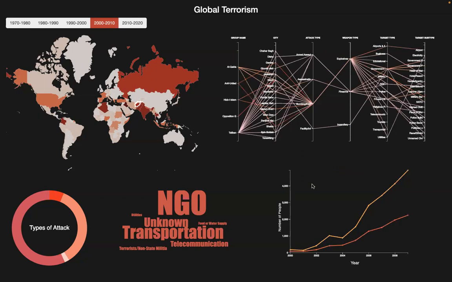To understand the overall picture, we can see that the donut chart shows that more than 50% of the attacks have been on facilities and infrastructure. This information is also supported by the word cloud, as it shows NGO, transportation, and telecommunication are the most attacked targets. This is how our dashboard can help gain insights about terrorist attacks that happened over the past few decades.